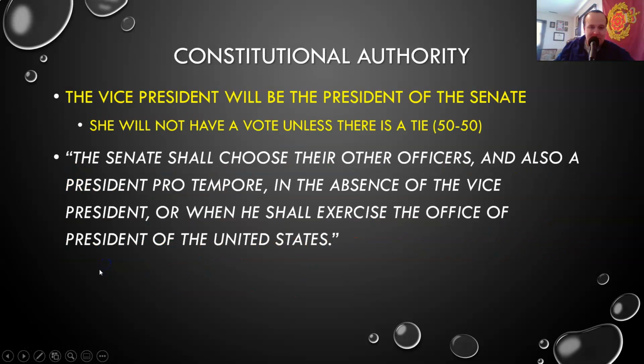And vice president is president of the Senate. Kamala Harris won't have a vote unless there's a tie, so a 50-50 split. And since we have a 50-50 Senate, I'd anticipate that happening this term quite a bit.